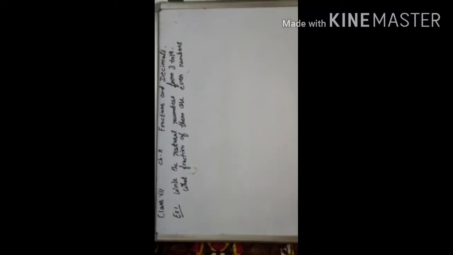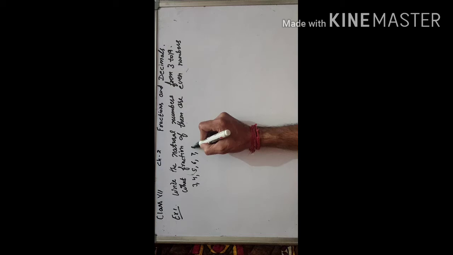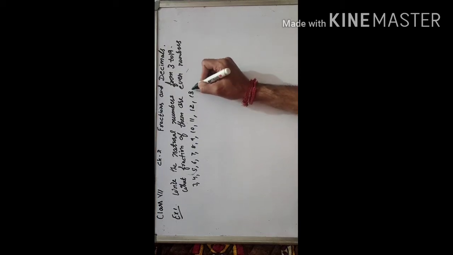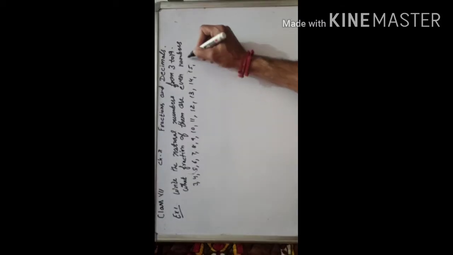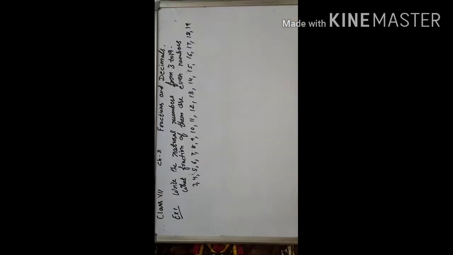Now example number 1 is, write the natural numbers from 3 to 19. What fraction of them are even numbers? The numbers from 3 to 19 are 3, 4, 5, 6, 7, 8, 9, 10, 11, 12, 13, 14, 15, 16, 17, 18, 19. So the total numbers are 17, and out of that we have to find how many even numbers there are.